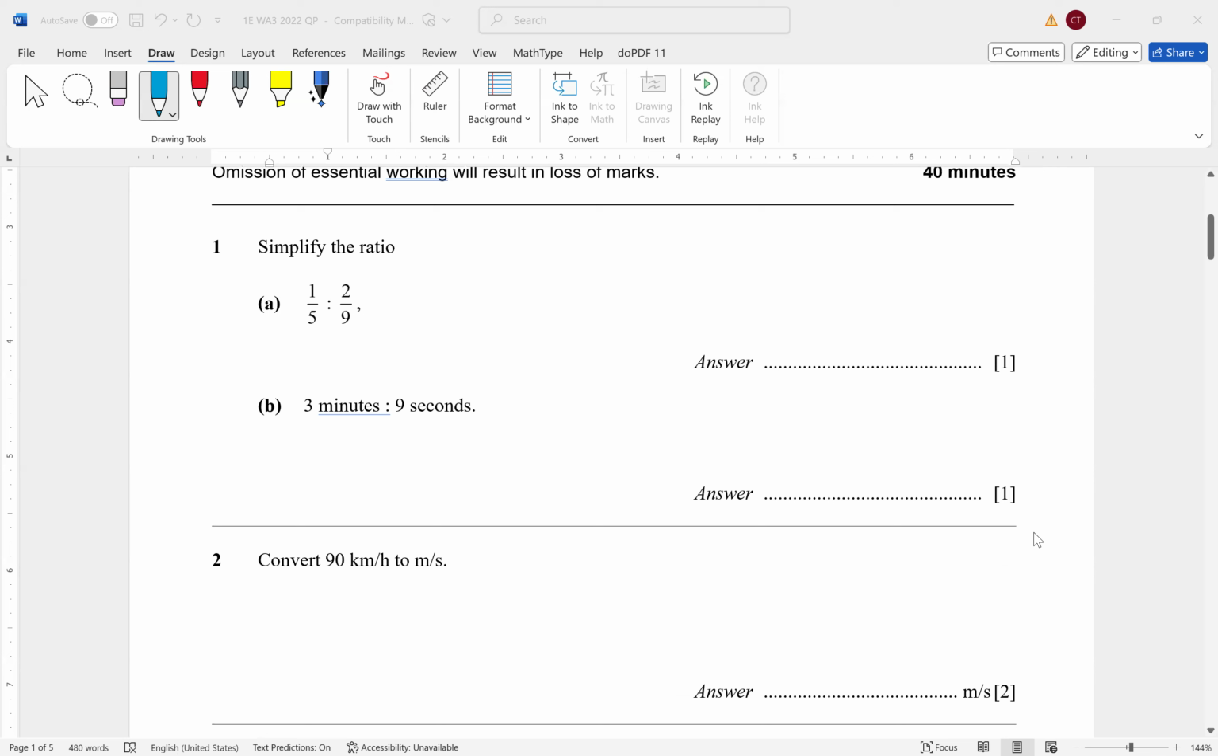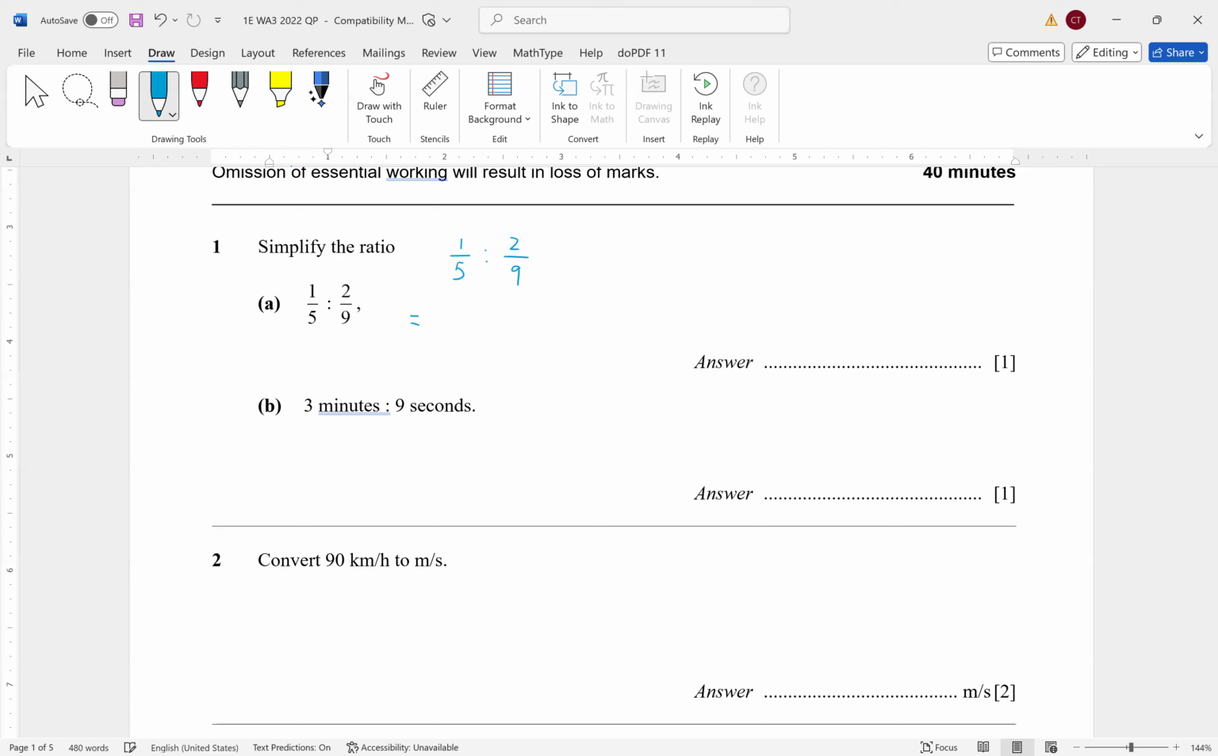Okay, in question 1A, you are asked to simplify the ratio 1/5 is to 2/9. To simplify a ratio involving fractions, we need to make the denominators for both fractions the same. On the left side, the denominator is 5. On the right side, the denominator is 9. The lowest common multiple of 5 and 9 is 45. So we need to make both denominators 45.